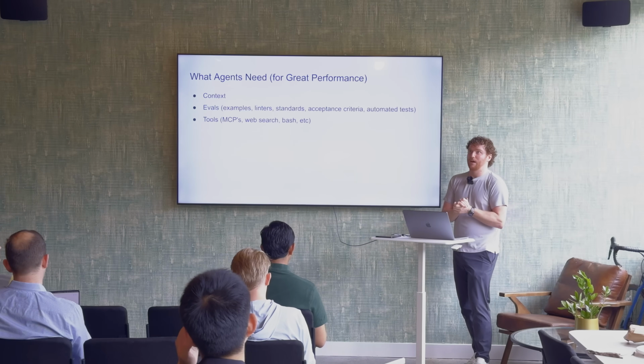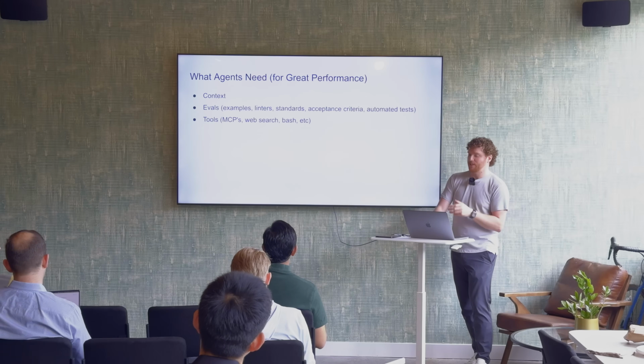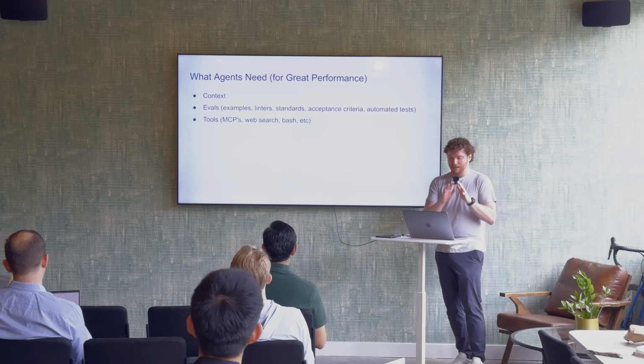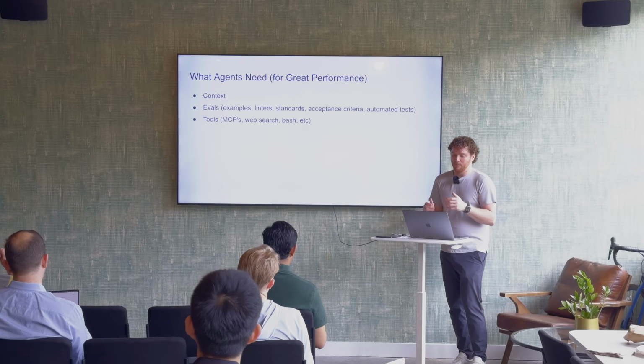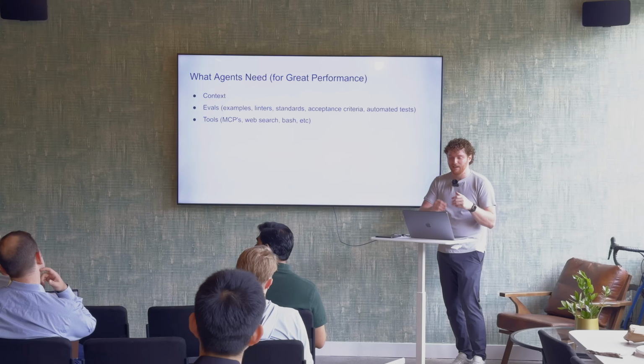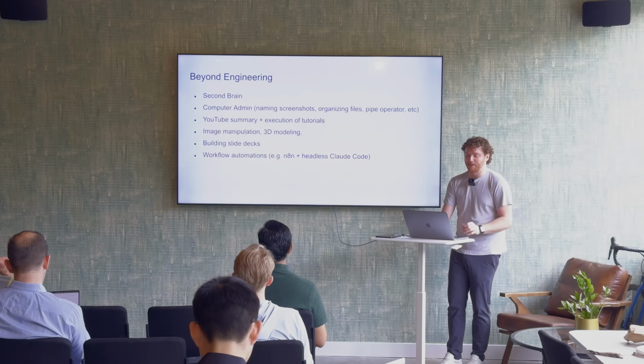Any standards, so around commits and branch naming, for example, acceptance criteria, automated tests, and then also tools. Different MCPs are the easiest way to expose these, but also the built-in web search and Bash, GitHub CLI. There's a lot of other tools you can give these models to perform much better.